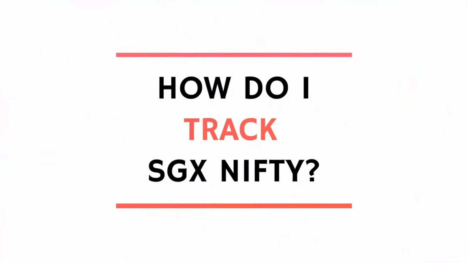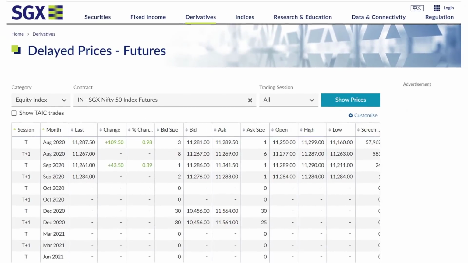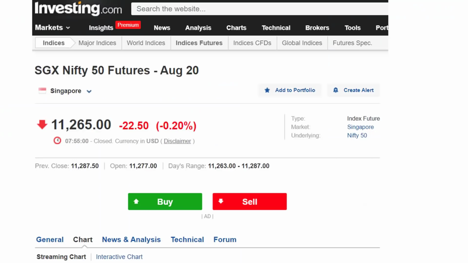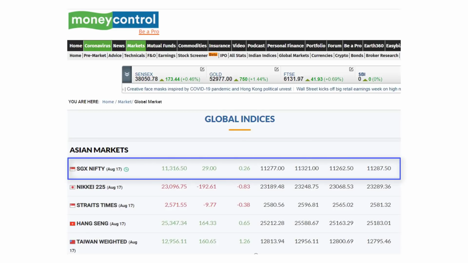The first one is, how do I track SGX Nifty? See, the best source for tracking SGX Nifty and its prices is through moneycontrol.com. Now, there are other alternative ways. For example, you can go to Singapore Stock Exchange's website, or you can go to other websites like investing.com. But the accuracy of prices that you will find on moneycontrol.com is uncanny and the data is synced up pretty much all the time. So it's better you stick with moneycontrol.com.